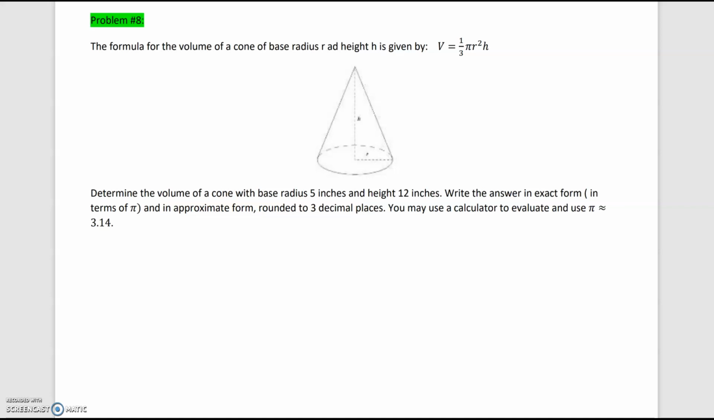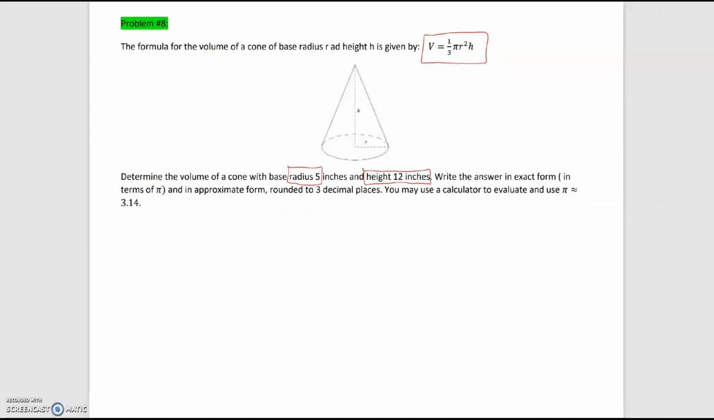Hi class, let's take a look at problem 8, and they want us to find the volume of a cone given the following measurements. In this case, they're telling us that r is equal to 5 and h is equal to 12. And they also want it as an exact value in terms of pi and then a decimal approximation.